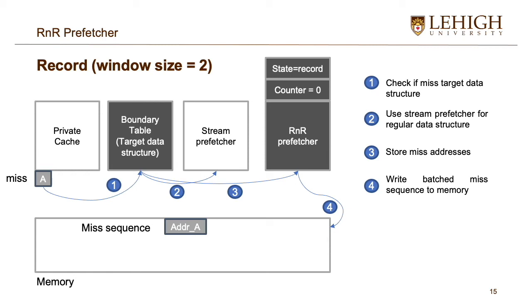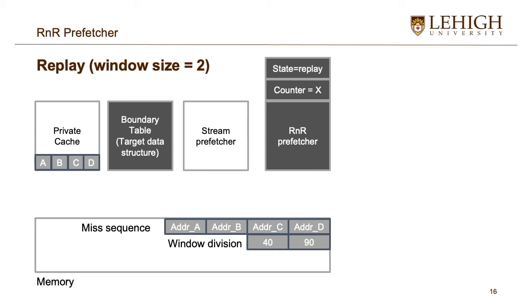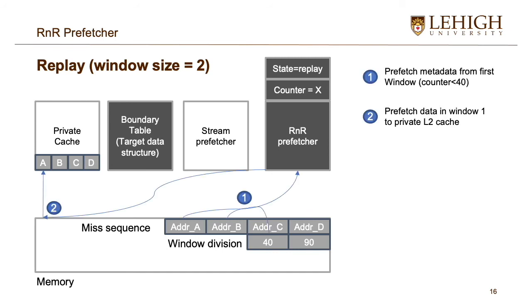Once the predefined number of misses are recorded, the access counter value will be recorded into the window division table buffer. Similar to the miss sequence, the window division table buffer will be written back when it is full. In this example, the window size is 2. Four misses A, B, C, and D are divided into 2 windows. Values 40 and 90 in the window division table mean the number of accesses during the first window and the second window respectively.